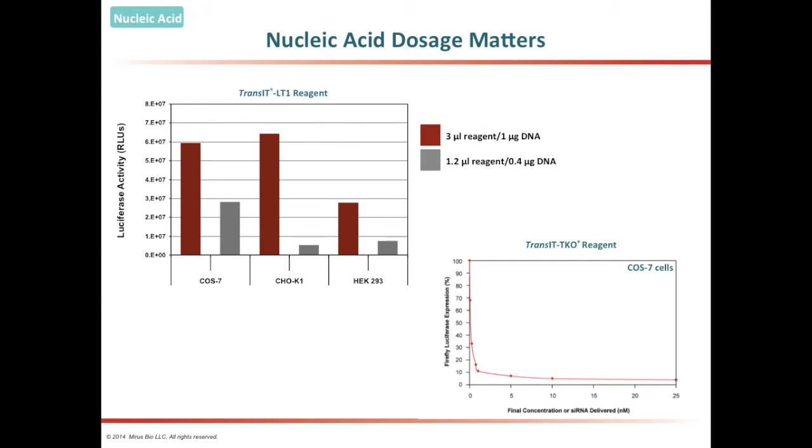Beyond this, you're not getting any additional benefit and may trigger an immune response or off-target effects when using higher concentrations. For this reason, we generally suggest starting at 25 nanomolar for your siRNA experiments and adjusting from there.